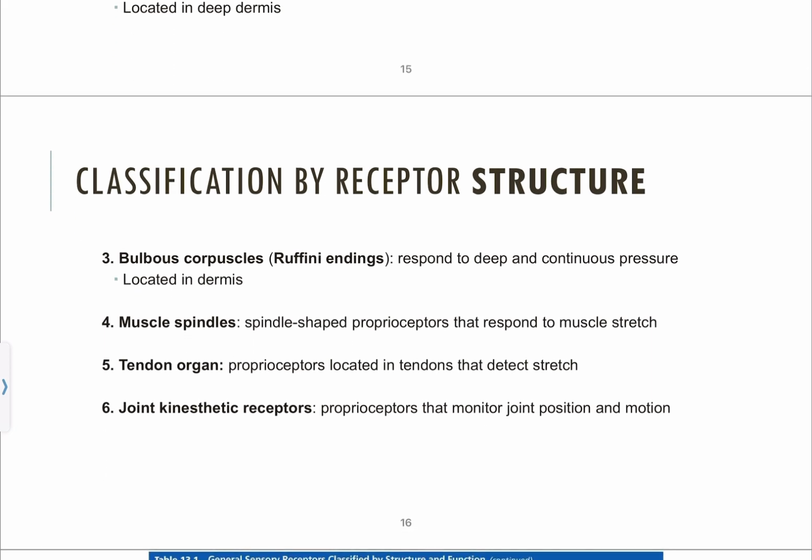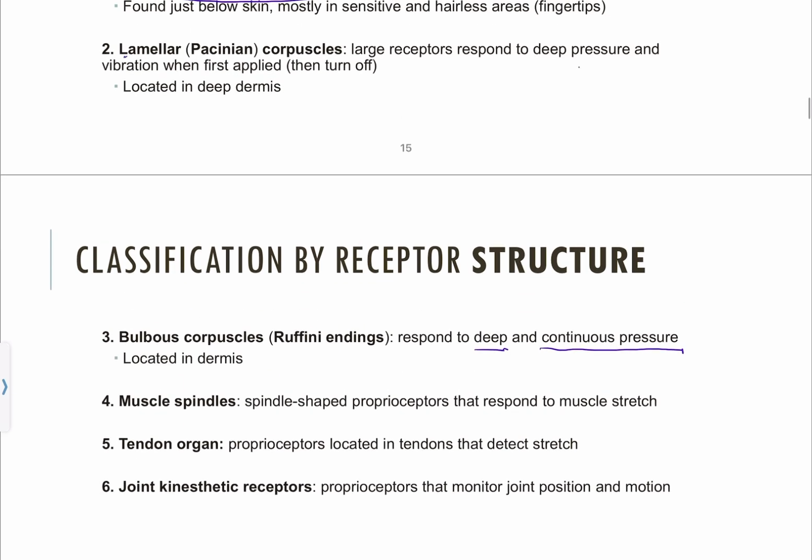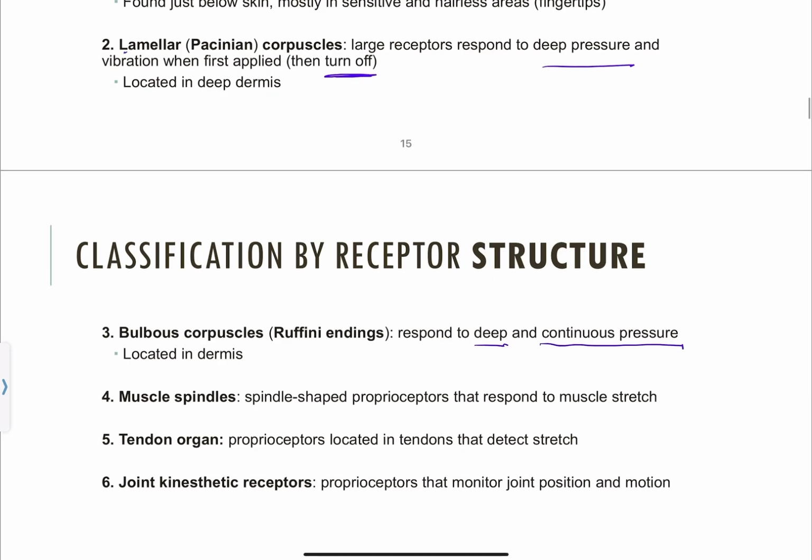The other ones we have are the bulbous corpuscles, also called Ruffini endings, and these also respond to deep pressure, but it has to be continuous pressure. That's the big difference from the lamellar corpuscles, which respond to deep pressure only when it's first applied. If we continue to have deep pressure, our lamellar or Pacinian corpuscles no longer sense it because they turn off, and our bulbous corpuscles are the ones that continually sense that we have this deep pressure going on.